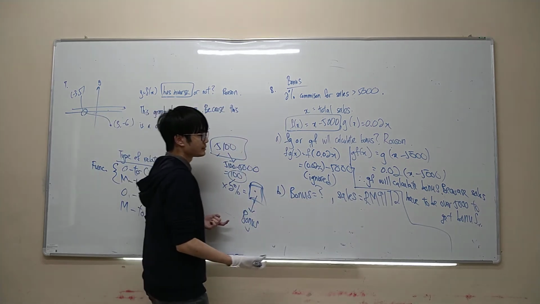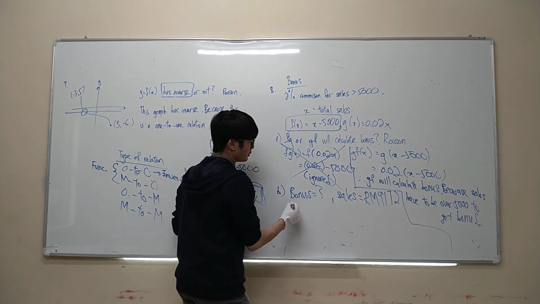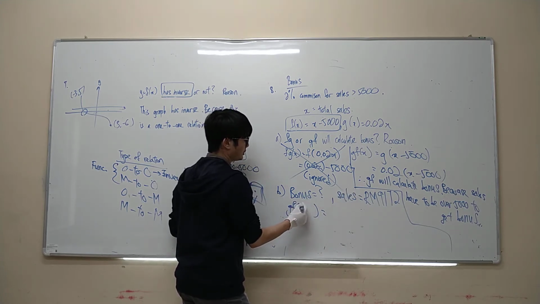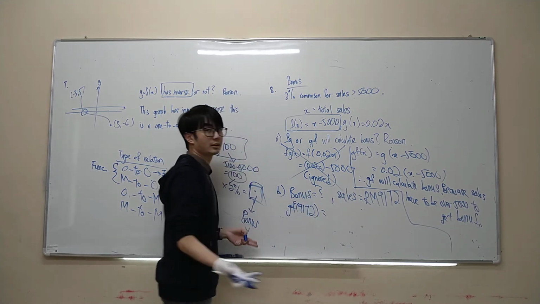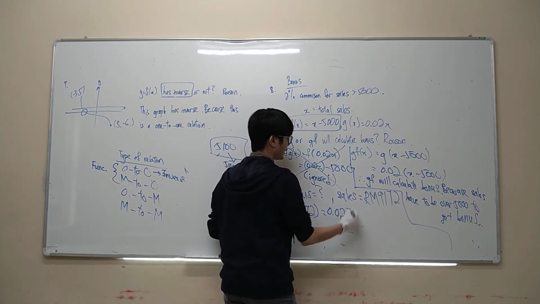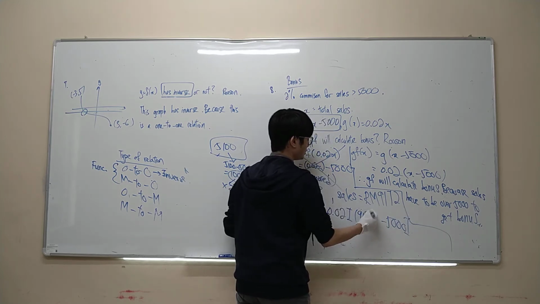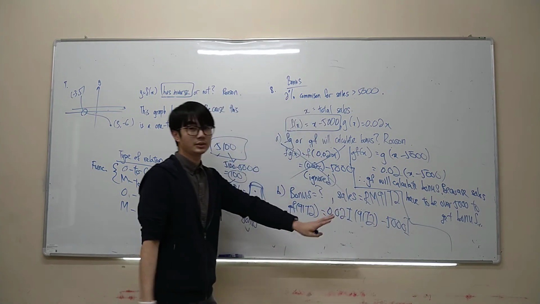So how you do it? It's not using this. Okay, so what you do? You use the GFX formula. And the GFX formula, the x you just put 9172 here. Alright? And you already know the GFX is 0.02 bracket x minus 5000. And what is the x? 9172. And remember you minus first, right?